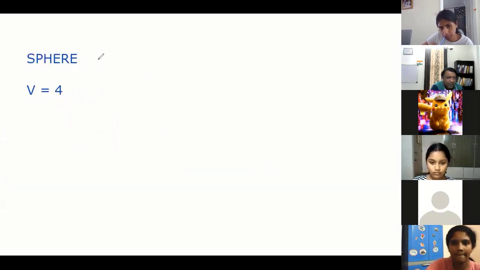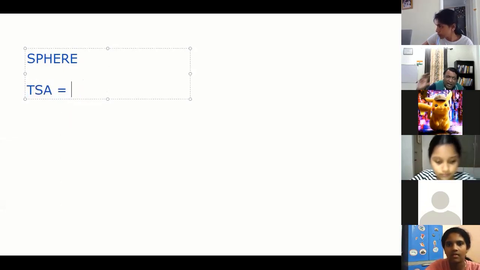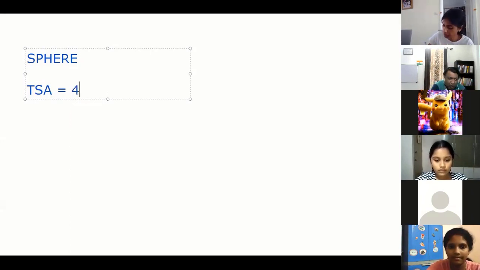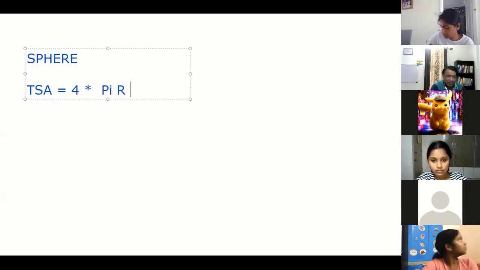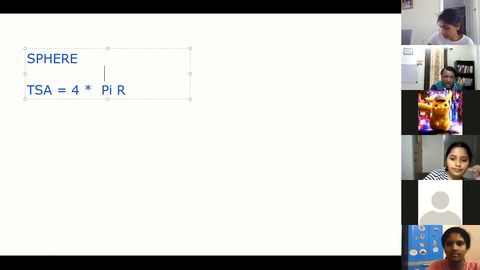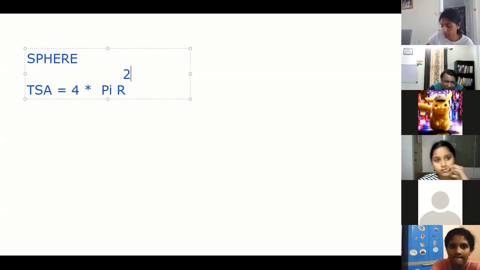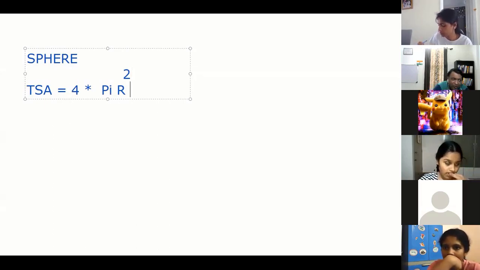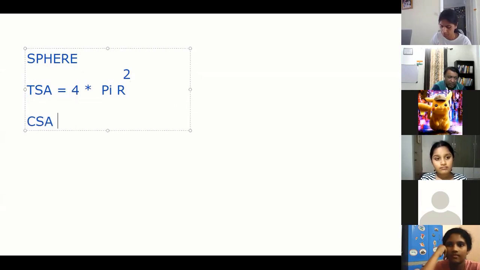What they found is not the volume, it is the total surface area, TSA. If the area of a circle is pi r square, the total surface area a ball can have is 4 times the area of one circle, which is pi r square. Getting it, guys? 4 times this. So tell me, everybody, what would be the CSA of a sphere?